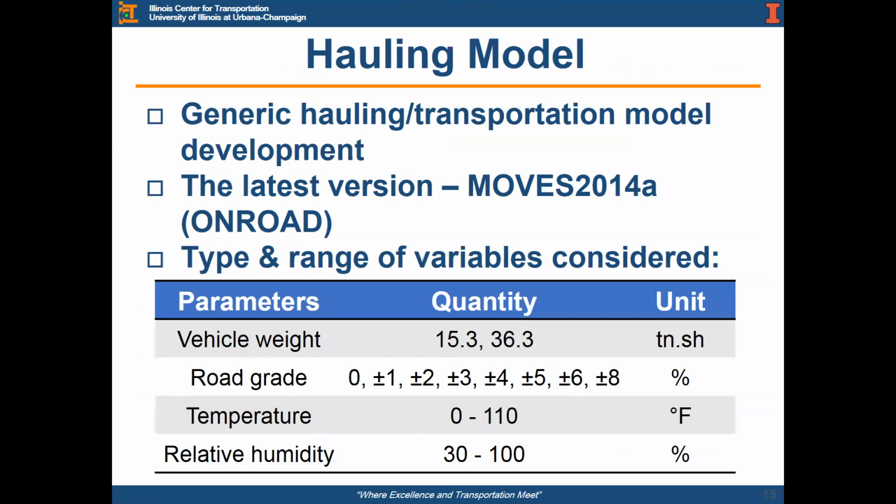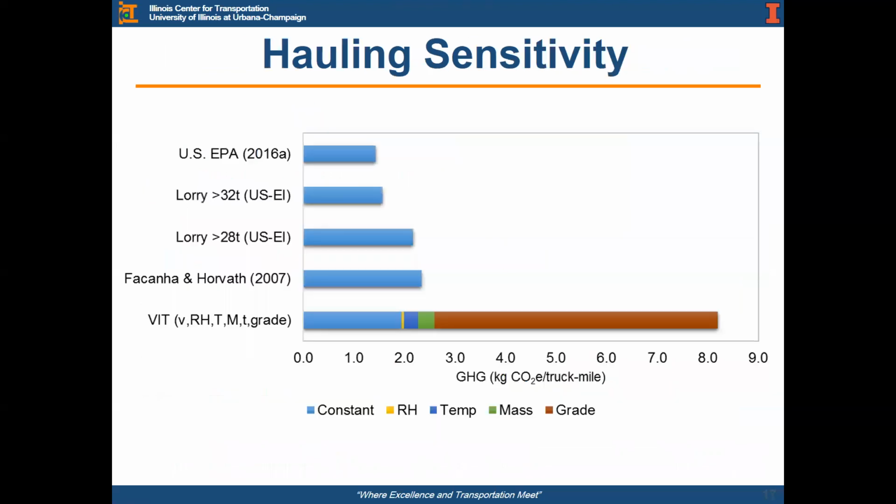The hauling model developed was using MOVES 2014A on-road, and the parameters are vehicle weight, road weight, temperature, and relative humidity. The model that was developed at Illinois Center for Transportation is the VIT at the end. And we can see that in this model, we're considering grade, which is a significant variable to assess hauling impact. And this model helps us also regionalize the assessment that we're conducting during the hauling stage.